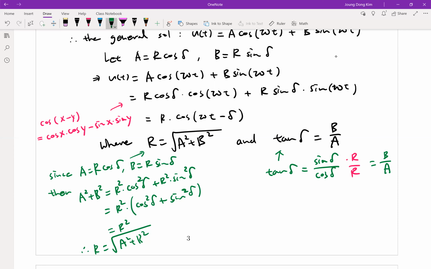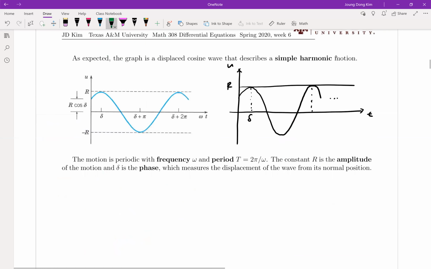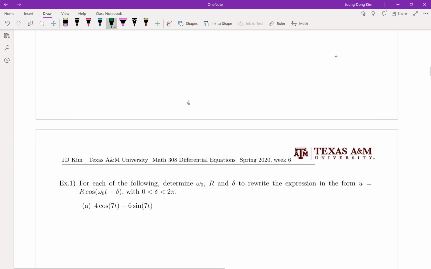When I check your homework, one of the problems is concerned with this technique. So don't forget this one, we're going to apply it to that problem. Let me move to example number 1 first, then we're going to come back to here.